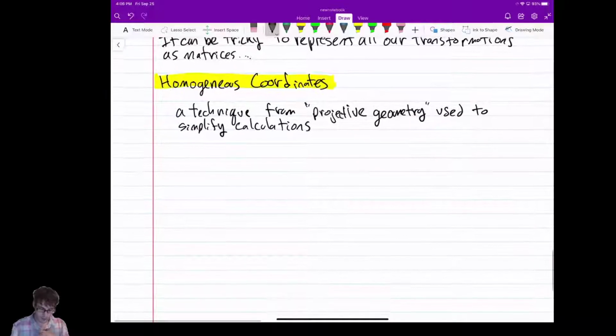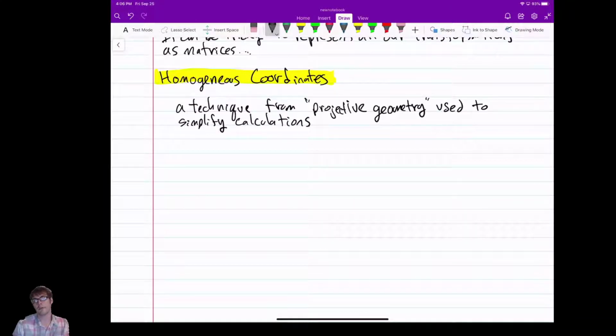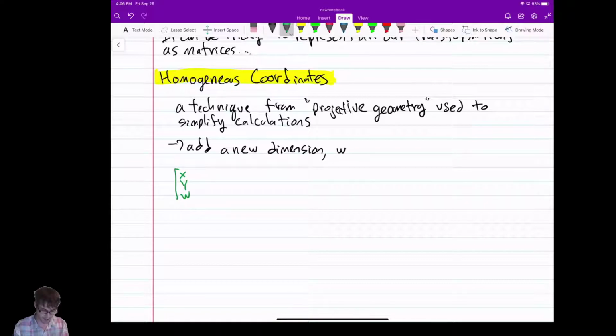So all that we do to move from regular Cartesian coordinates, x and y, to homogeneous coordinates is we add another dimension, a new dimension. And we call this one w, okay? So instead of having x and y, we now have x, y, w as our coordinate. Or if I'm moving x, y, z, I add a w.